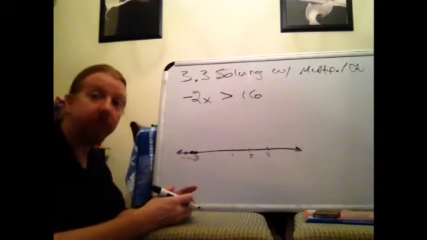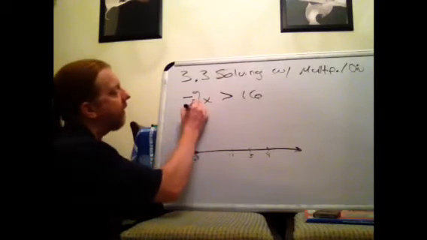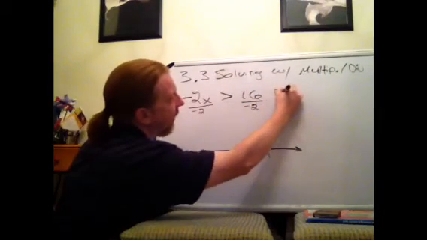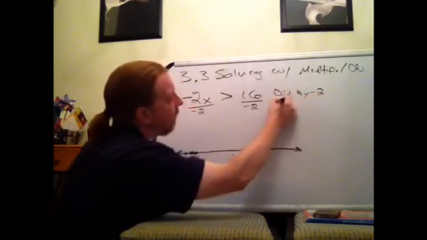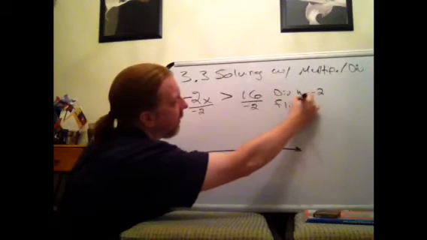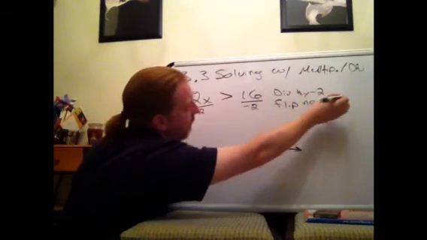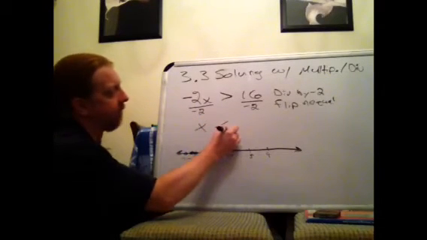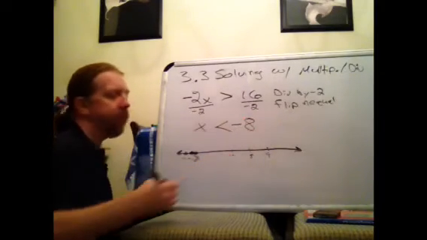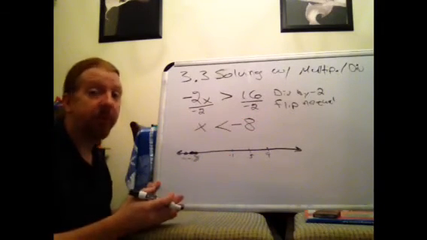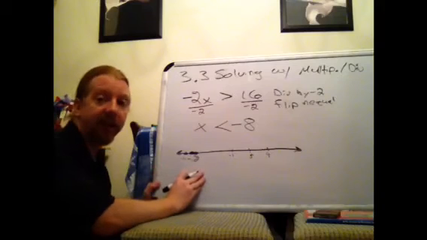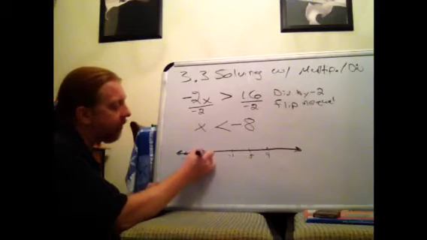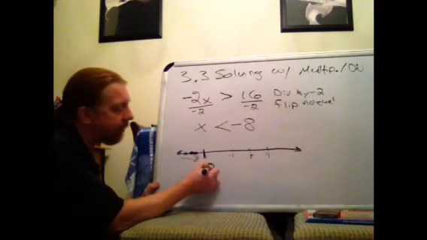Now, let's solve it algebraically and see what we get. I'm going to divide both sides by negative 2. Now I note that I divided by negative 2, which means I flip the inequality. So that means x is now less than negative 8. That jives with what we are seeing in our guess and check area. These positive values are not checking out, and the negatives are. So here's negative 8, right down here.